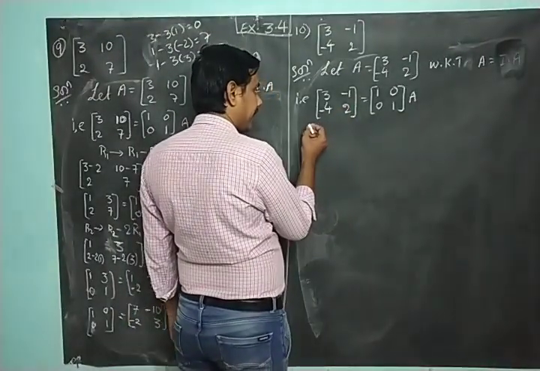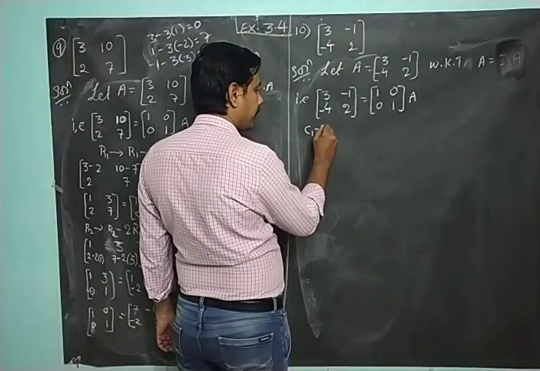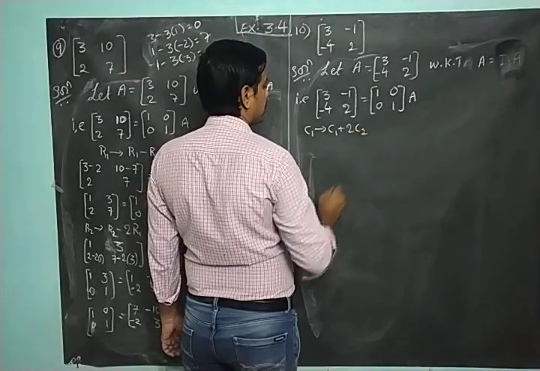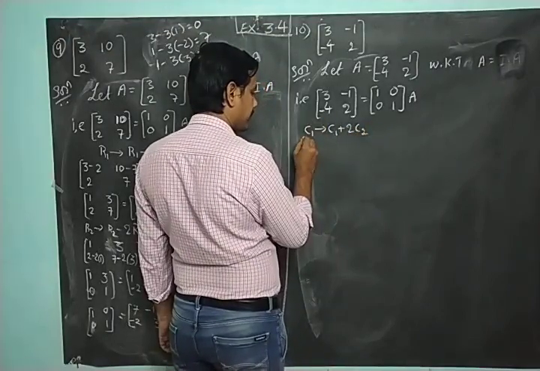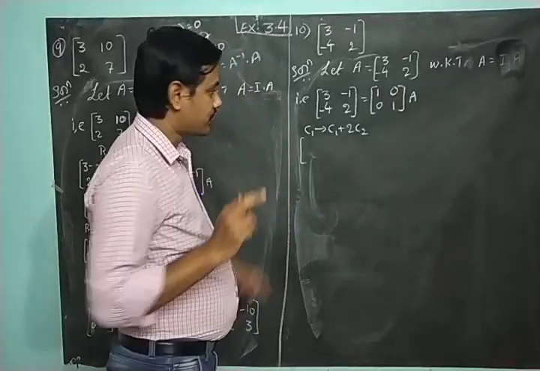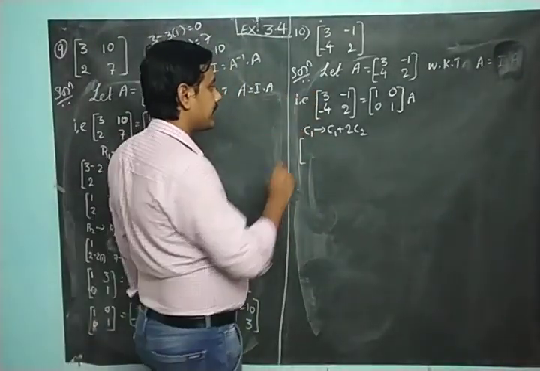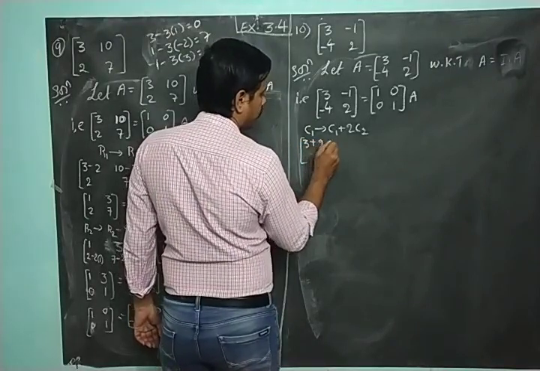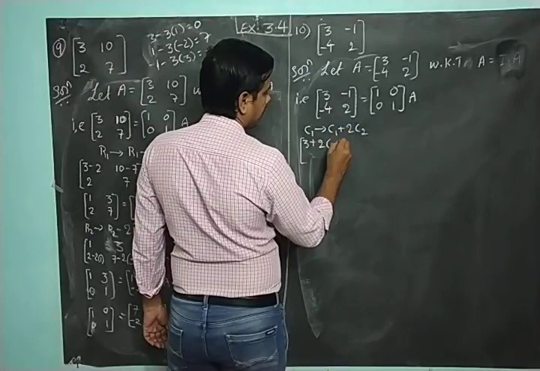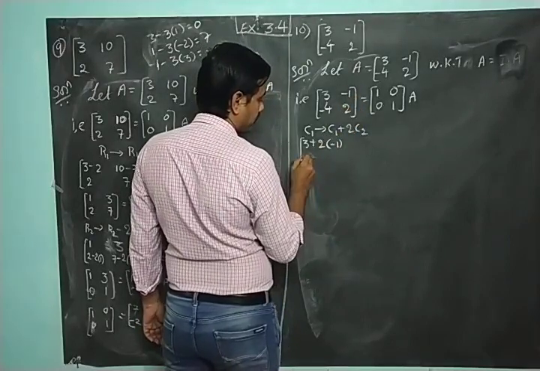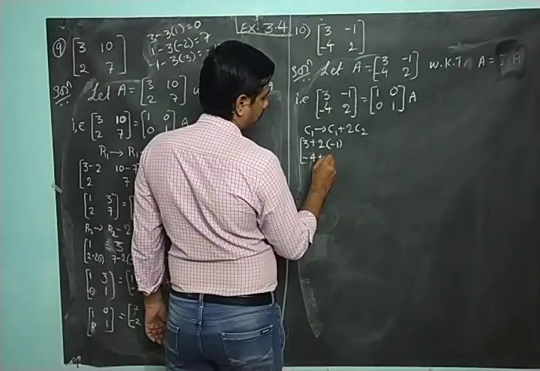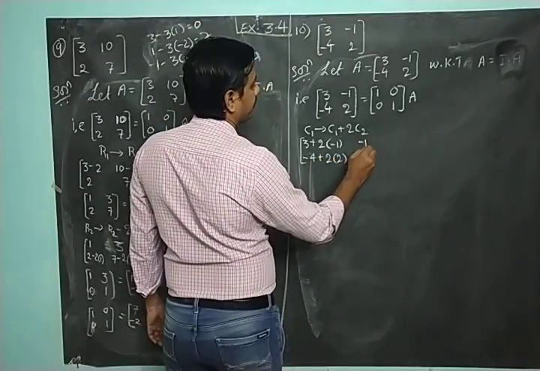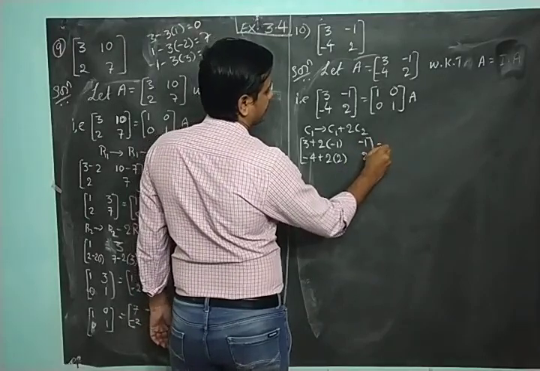So here I can write C1 changes to C1 plus 2 C2. So what happens here? Only C1 will change. C1 means these values, right? C1 is what? 3 plus 2. C2 is minus 1. And here C1 is what? Minus 4 plus 2 into C2 is what? 2. And minus 1, 2 remains as it is.